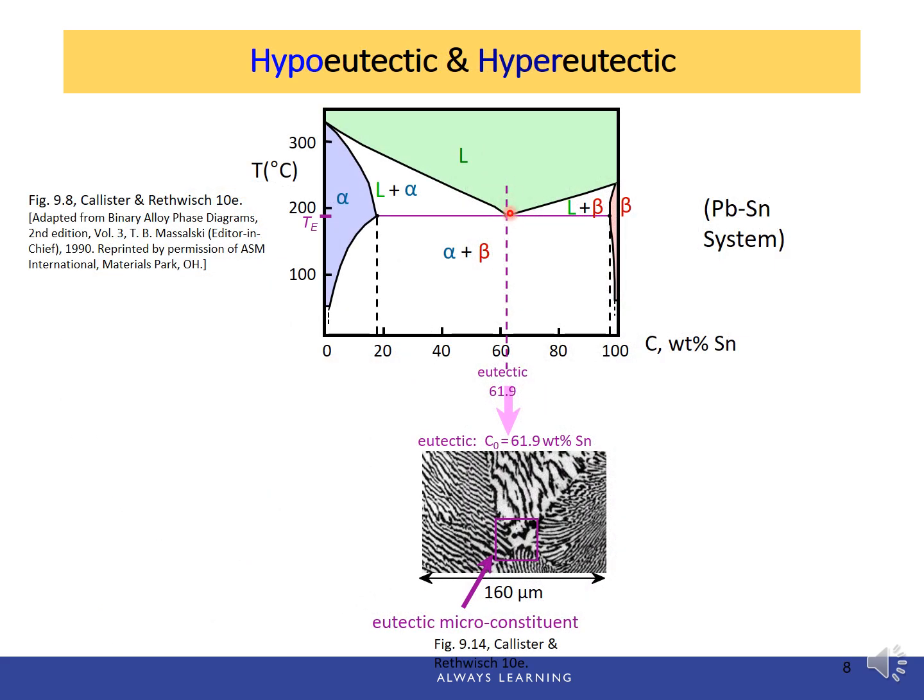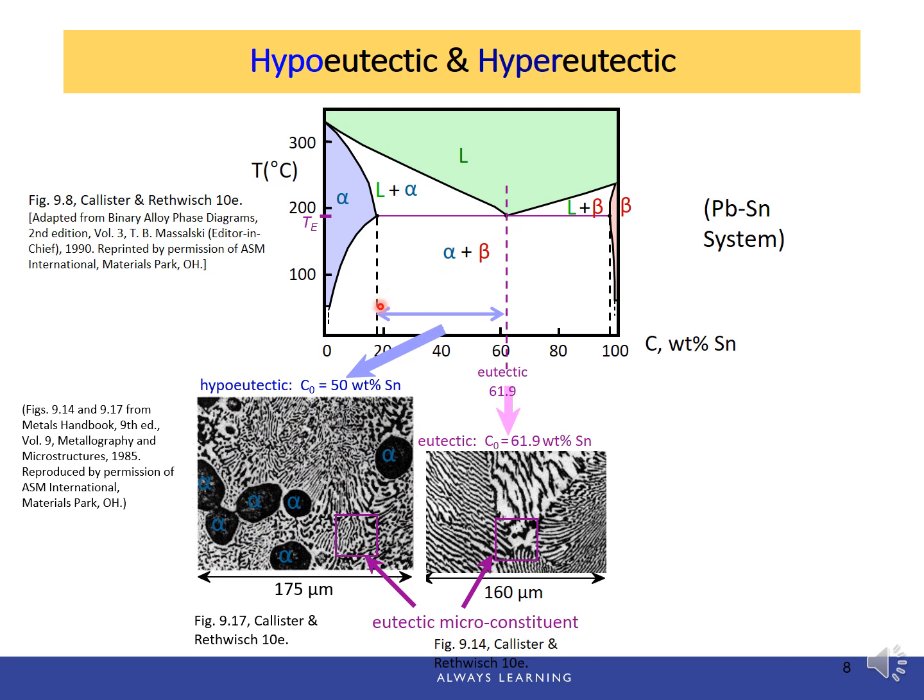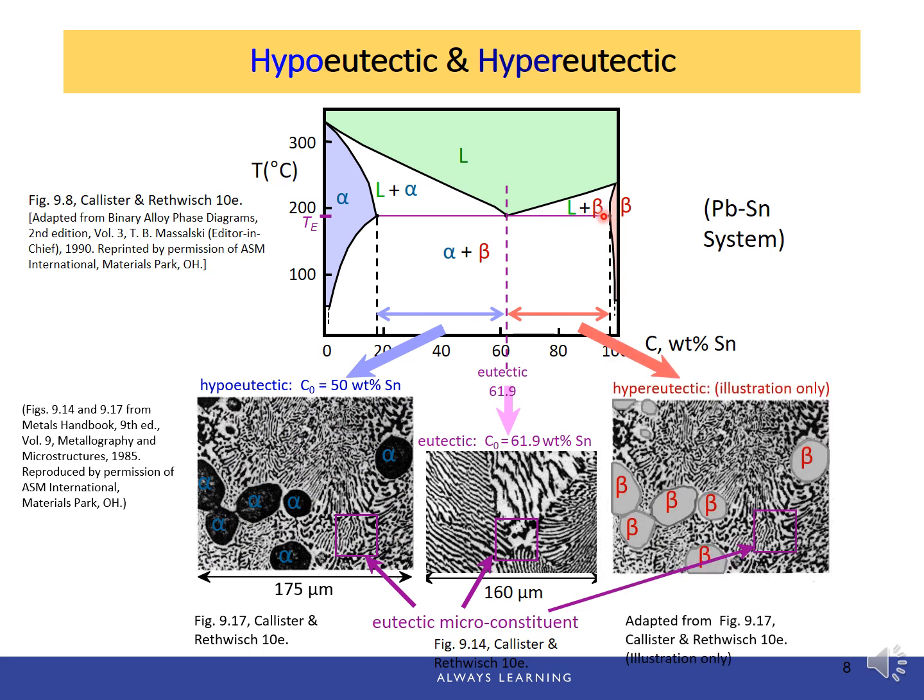Based on the relation between the composition and the eutectic composition, alloys can be classified as hypoeutectic alloy and hypereutectic alloy. The hypoeutectic alloy has a composition between the left endpoint of this eutectic reaction line and the eutectic composition. So the composition in this case for the lead and tin system is between 18.3, this point, and 61.9% of tin. If an alloy has a composition in this region, it is a hypoeutectic alloy. And to the right, if the composition is between the eutectic composition and the right end of this tie line, or the eutectic reaction line, this alloy is a hypereutectic alloy.